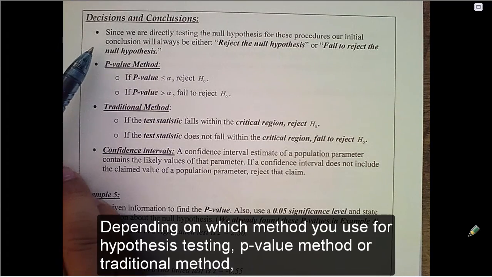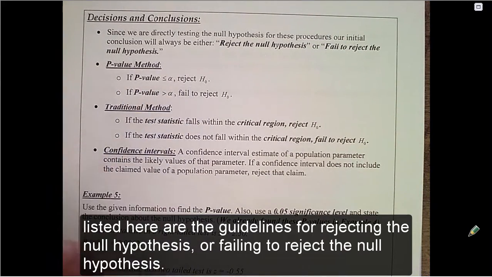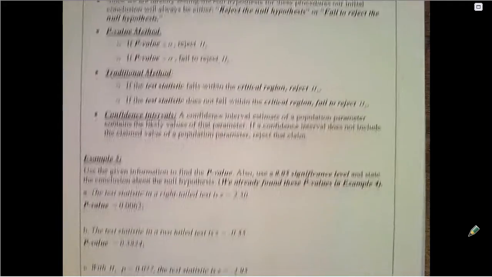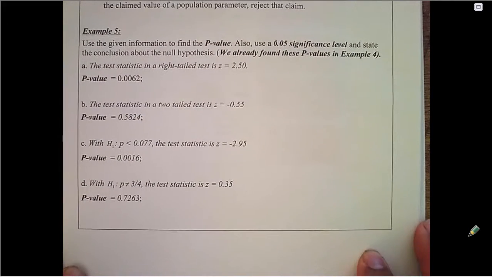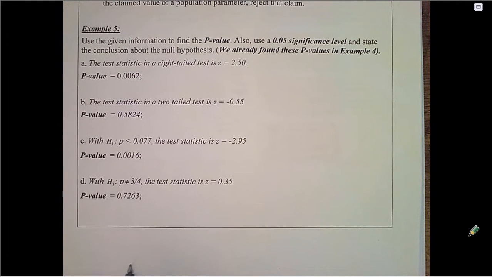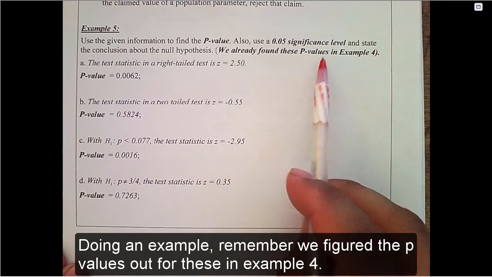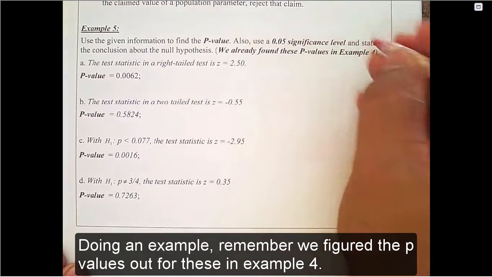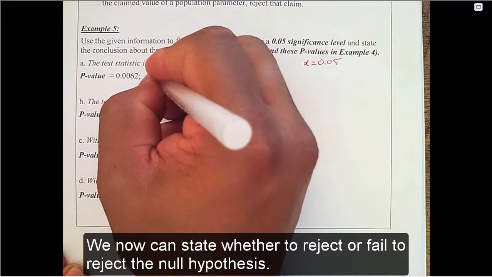Depending on which method you use for hypothesis testing, p-value method or traditional method, listed here are the guidelines for rejecting the null hypothesis or failing to reject the null hypothesis. Doing an example, remember we figured the p-values out for these in example 4. We now can state whether to reject or fail to reject the null hypothesis.